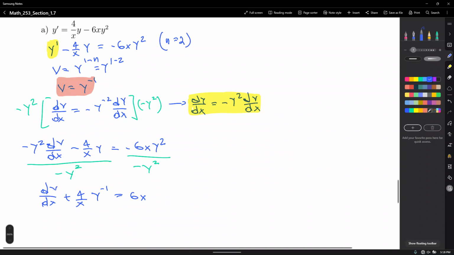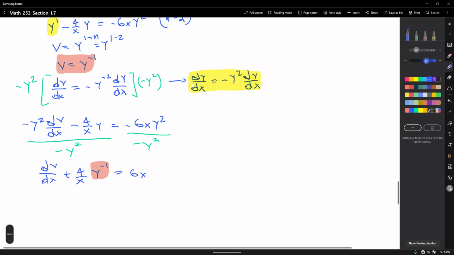But our goal here is to turn a nonlinear equation into a linear one. Yes, we got to kill that y squared. However, we still have that y to the negative 1, so we're going back and forth between linear and nonlinear. Remember the substitution we did for v? That one goes here. Substitute that into here, and that's going to be dv dx plus 4 over x v equals 6x.